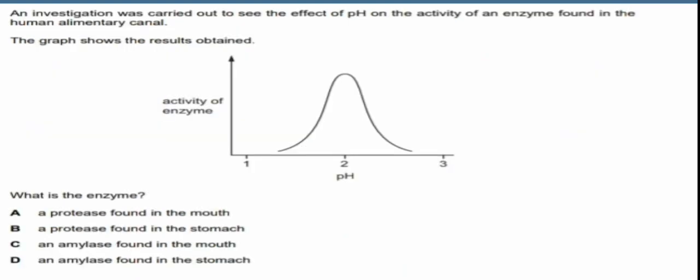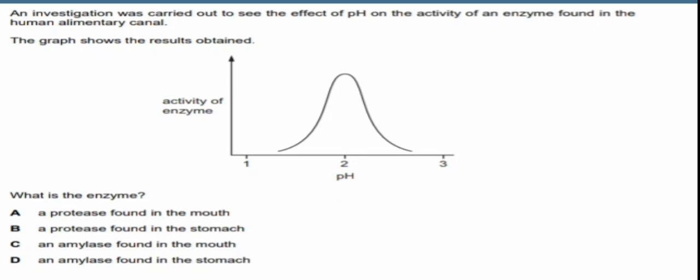So the next question is coming from Enzymes, and it is saying an investigation was carried out to see the effect of pH on the activity of an enzyme found in the human alimentary canal. The graph shows the results obtained. So we have the activity of enzyme, and here we have the pH.